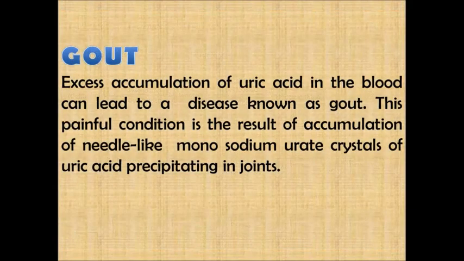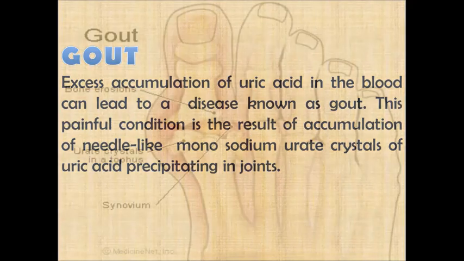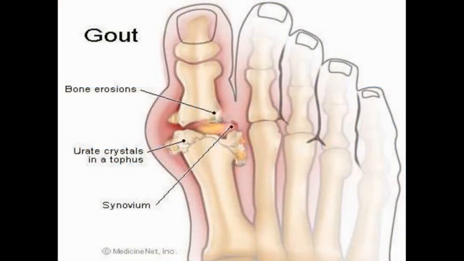Coming to our next slide, what is gout? Excess accumulation of uric acid in blood can lead to a disease known as gout. This painful condition is the result of accumulation of needle-like monosodium urate crystals of uric acid precipitating in the joints. Normally, the first attacked part of our body is the big toe. Bone erosion takes place when accumulation of these urate particles happens there.